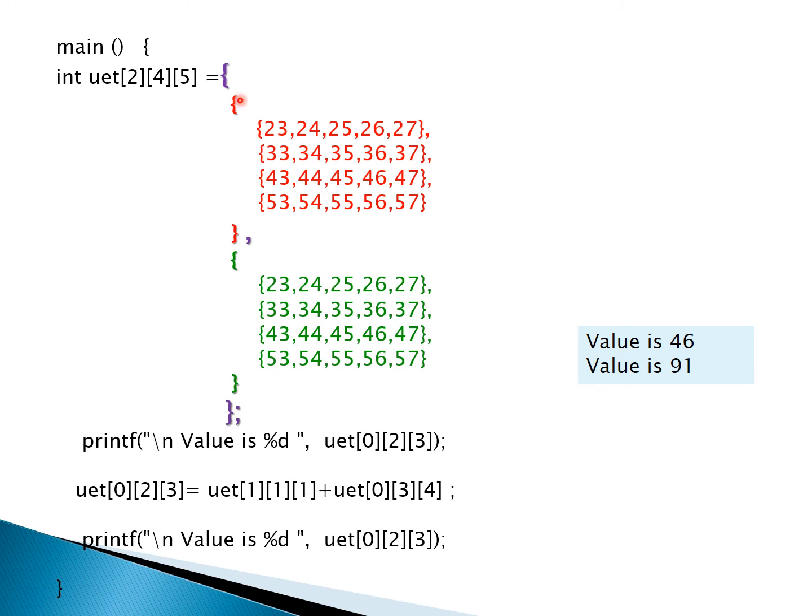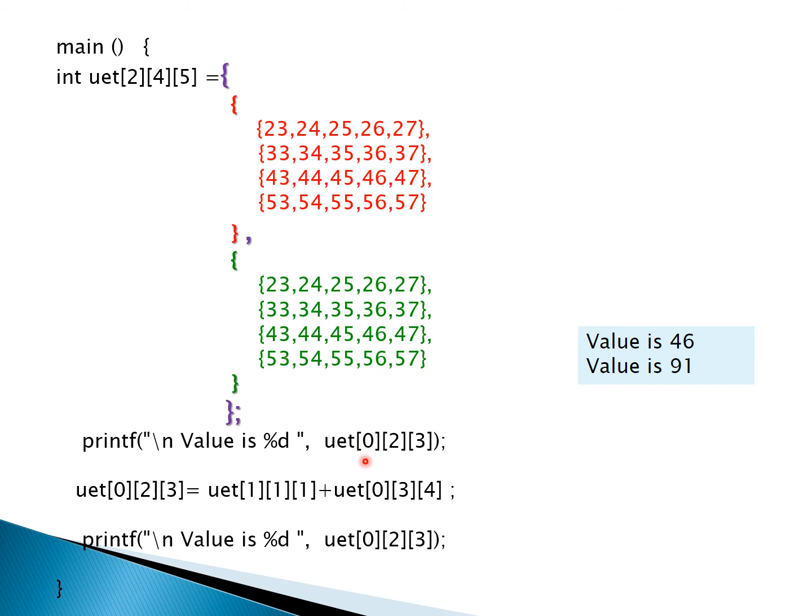You can assign the values, or you can initialize the arrays using these curly brackets. You can group the two-dimensional arrays: the first two-dimensional array is colored red, and the second two-dimensional array is colored green. So because we have two-dimensional arrays, this is one two-dimensional array, and this is the second. The index of the first two-dimensional array is 0, and the index of the second is 1.